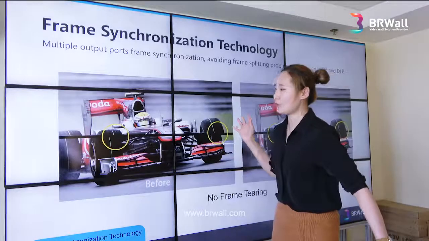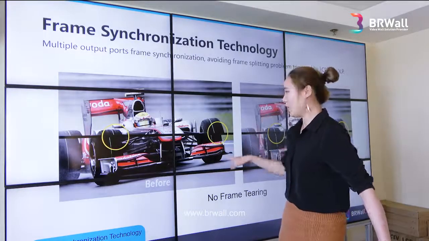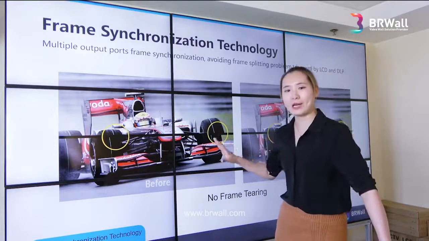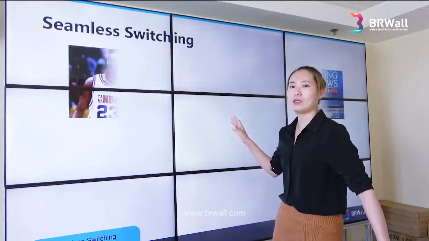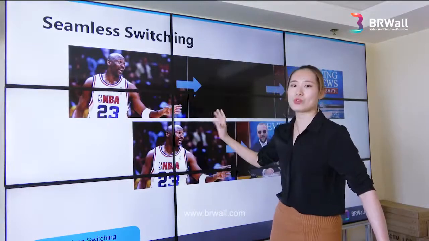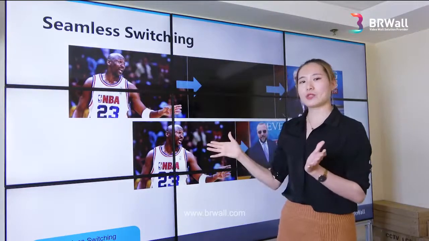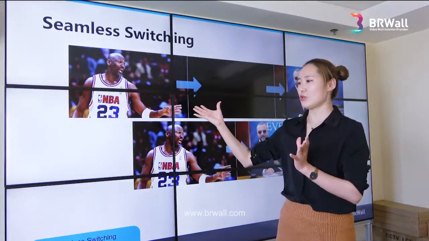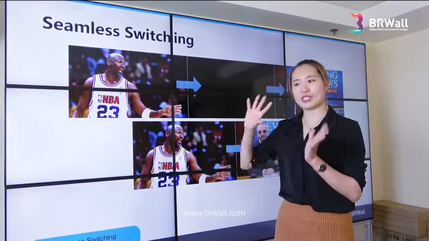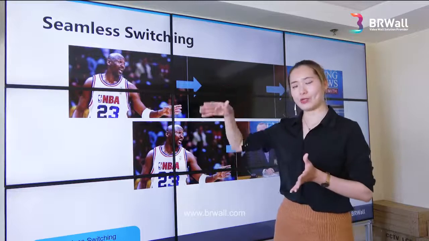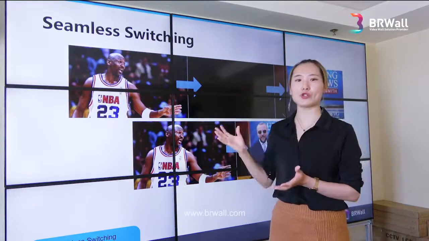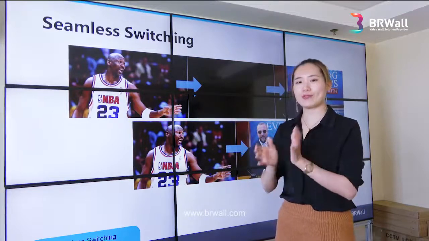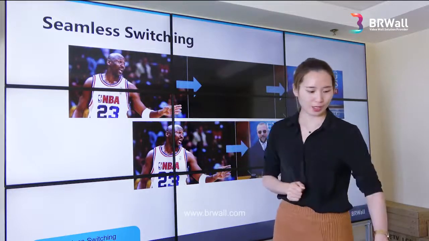Frame sync validation: the video controller avoids frame tearing during scene switching. And the next one is seamless switching. When you switch between different things in your operation, you don't need to see black between the two. It's a seamless one. In some other countries, this function is called the clear function.